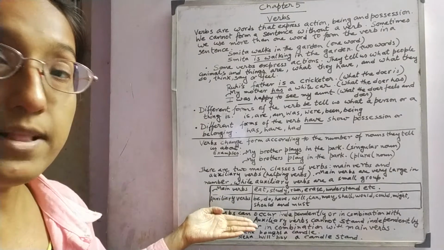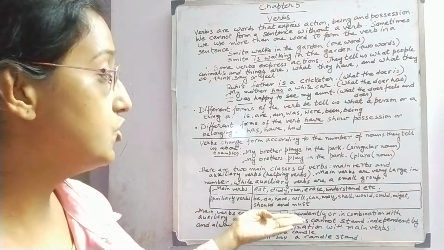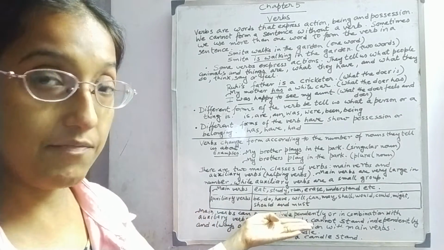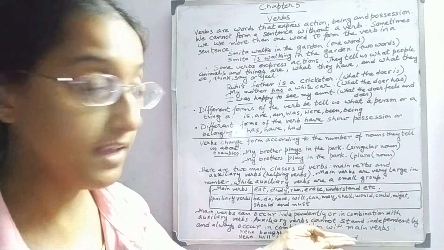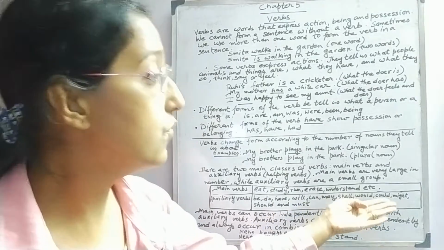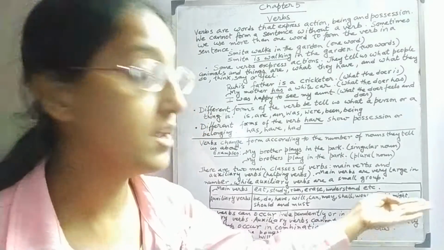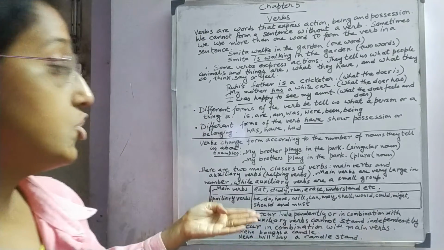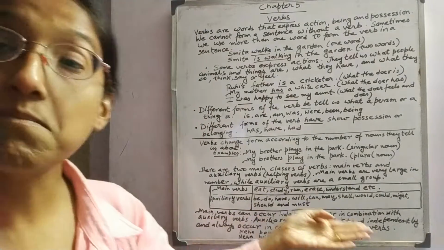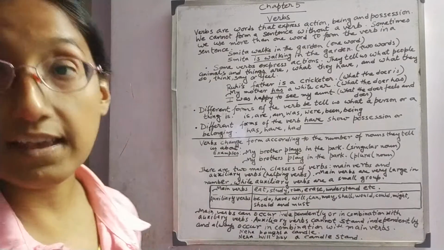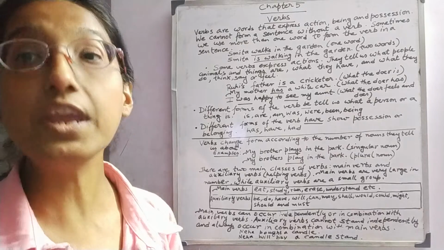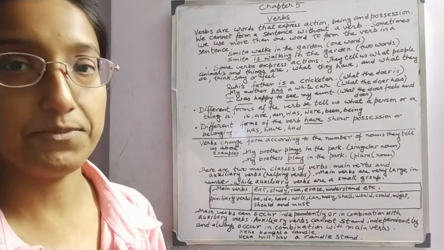Auxiliary verbs examples: be, do, have, will, can, may, shall, would, could, might, should, and must. So, these are the examples of the auxiliary or the helping verbs.